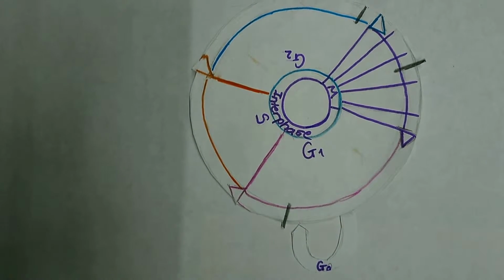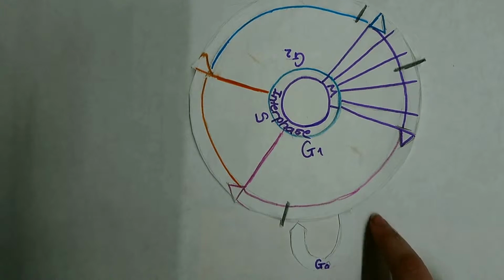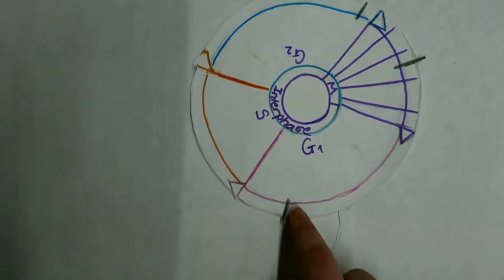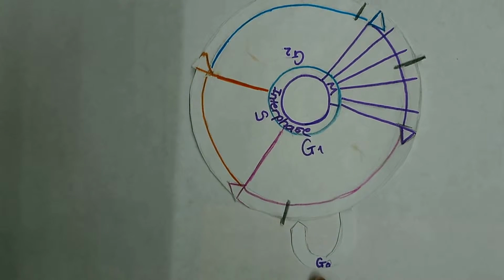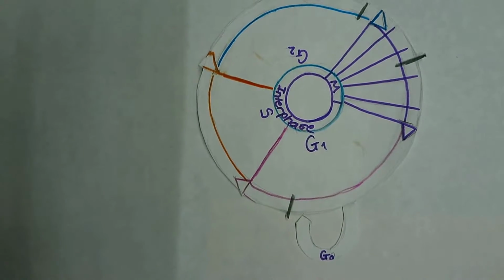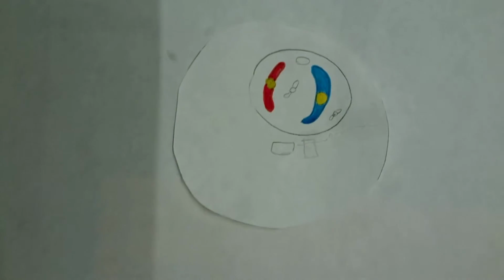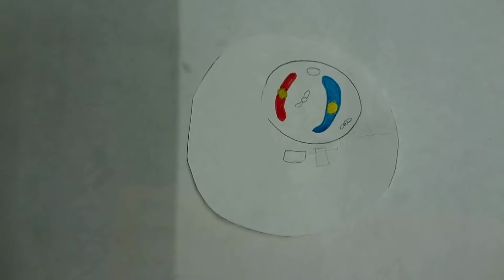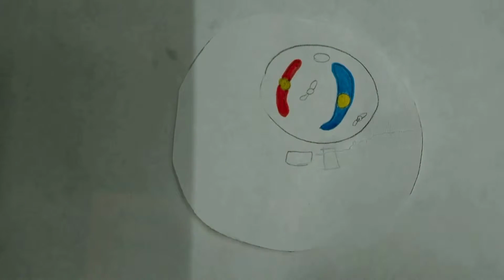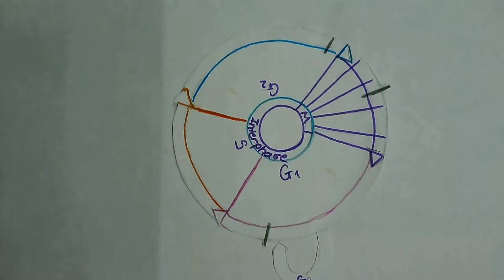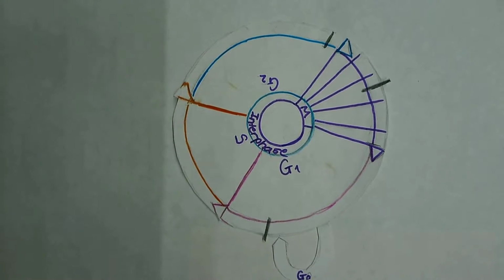cell will enter G0 phase from G1 and only re-enter G1 phase to begin dividing again under specific conditions. So the cell will increase its size and produce RNA and synthesize protein. It will grow larger.